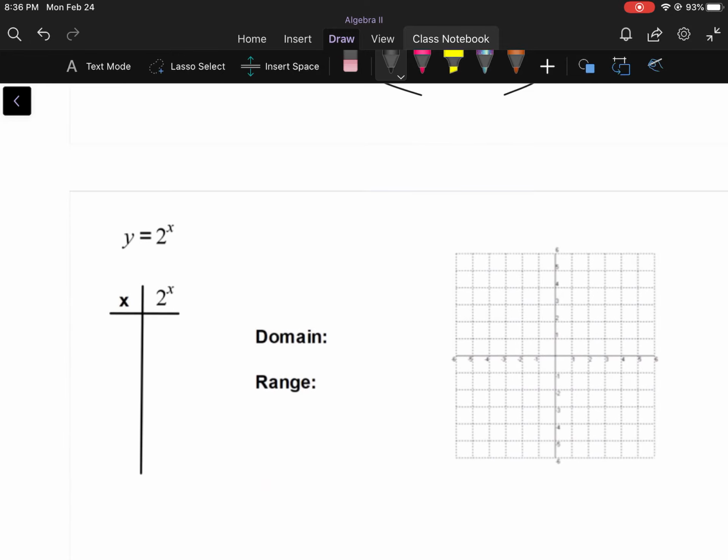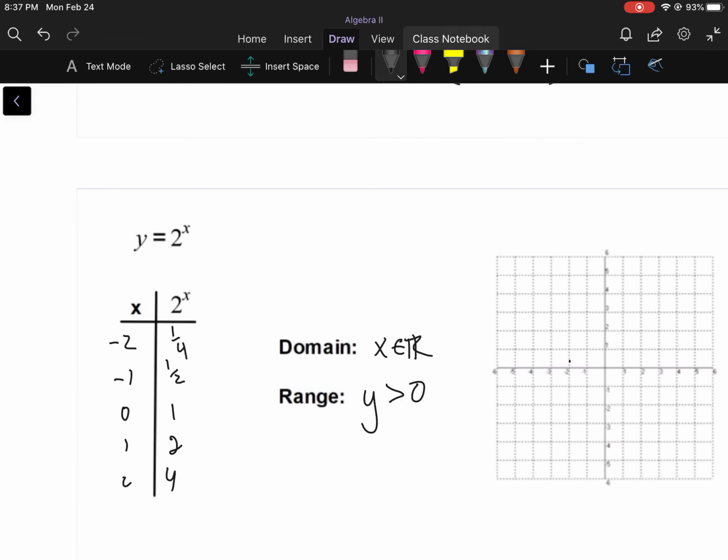Kind of like this. We've got negative 2, negative 1, 0, 1, and 2. Then 1/4, 1/2, 1, 2, and 4 as the reciprocals. X is all real numbers, and my y is bigger than 0. So negative 2 puts me at 1/4, 1/2, 1, 2, and 4. So there's my exponential growth.